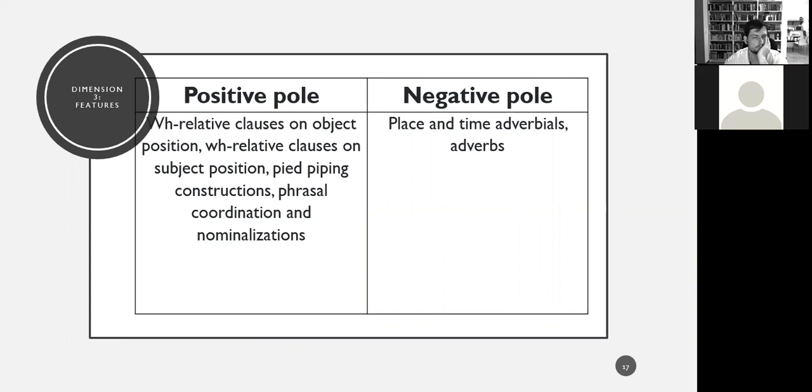And on the positive pole, again, there are official documents, and the negative pole is characterized by salient frequencies of place and time adverbials and adverbs. And the examples are different types of broadcasts.